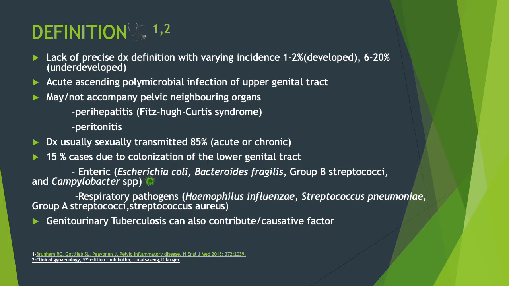The disease is usually sexually transmitted, up to 85%, and can be acute or chronic. For the purpose of this talk, we are going to be focusing on the acute management. 15% of cases of PID can be due to the colonization of the lower genital tract from enteric bugs or respiratory pathogens. One should always keep in mind genitourinary tuberculosis, which can also be a contributing or a causative factor. However, genitourinary TB is also an entire discussion on its own, on which we will not be focusing.